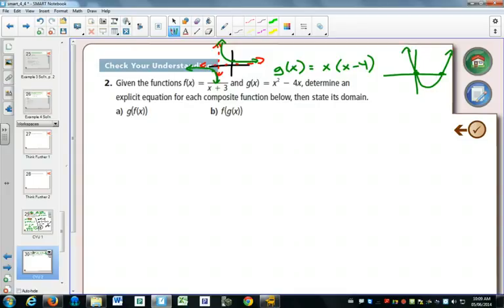So those are both my separate functions. We didn't need to graph them. It didn't ask us to graph them in this question, but it's just a nice review because you're going to have to graph a fair bit on your final exam. Now we want to find an explicit equation for g of f of x. So instead of f of x, I have 1 over x plus 3.